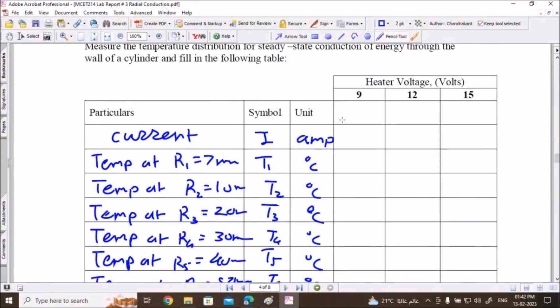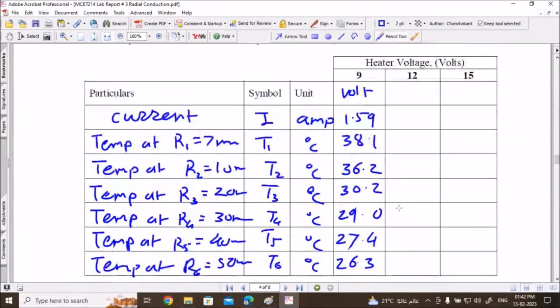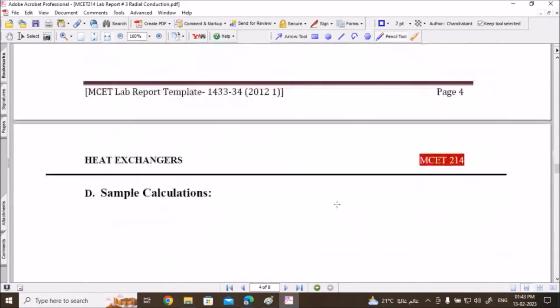Now we'll record the readings for 9 volt. The current is 1.59, 38.1, 36.2, 30.2, 29.0, 27.4, 26.3. And for 12 volt, after 20 minutes waiting, we reached the steady state and we recorded the temperature, and it says 49.2. So there is no calculation table.